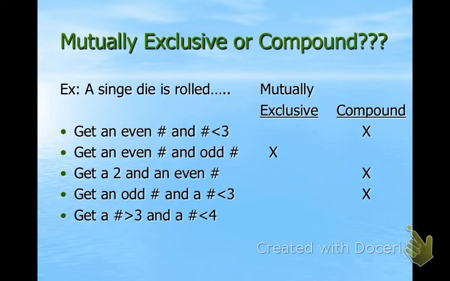And then can I get a number that is greater than 3 and a number that is greater than 4? This cannot happen because there's no such thing as a 3.5 on a die. And because 3 or 4 is not included, it can't happen. There's no overlap there. So it's mutually exclusive. It's not going to happen.